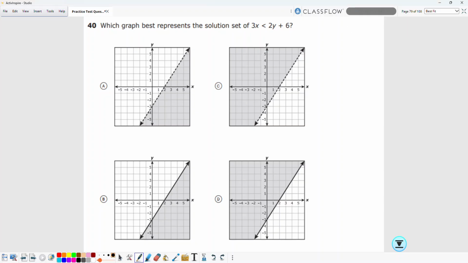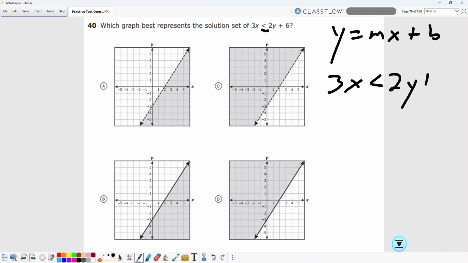So we solve that linear equation pretty much the same way that we solve an inequality. What we really have is an inequality. Okay, so let's just rewrite this as an inequality. All right. So we have 3x is less than 2y plus 6.